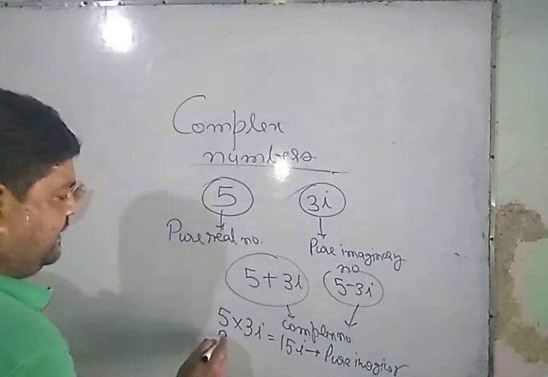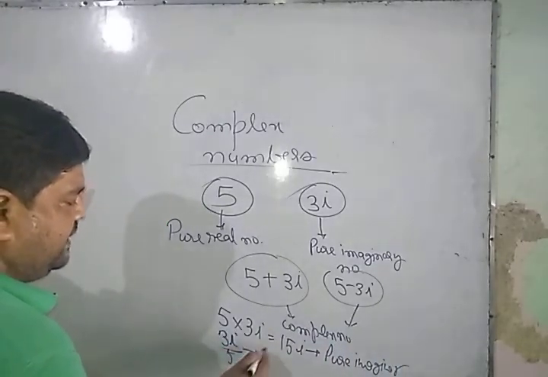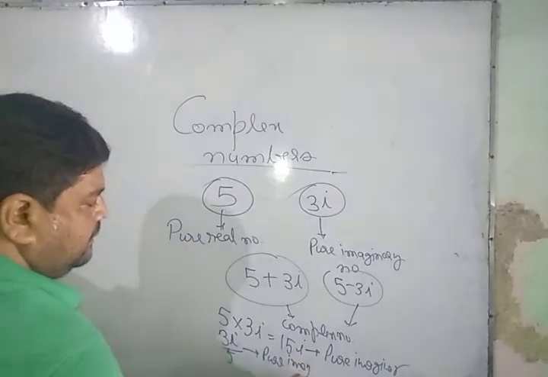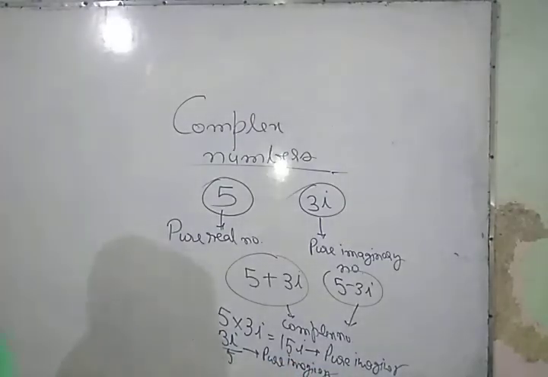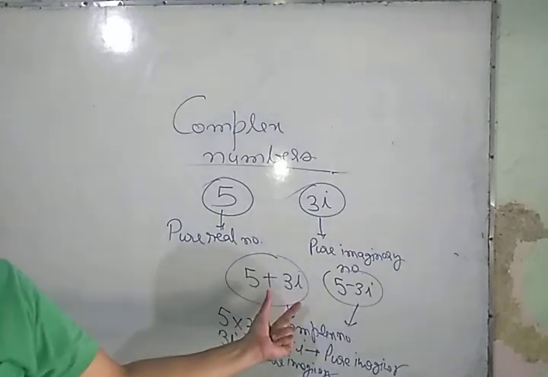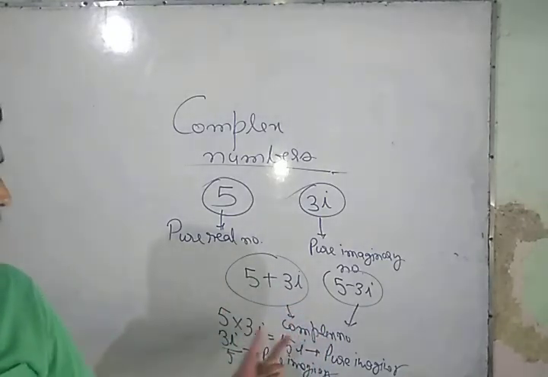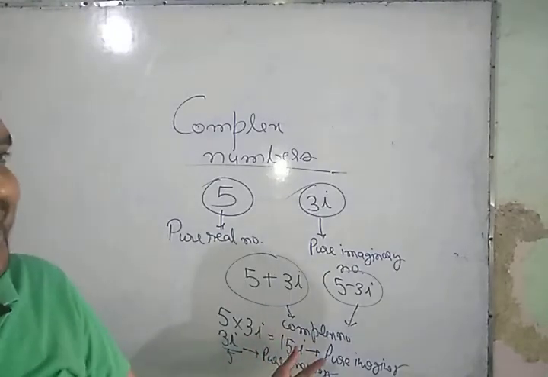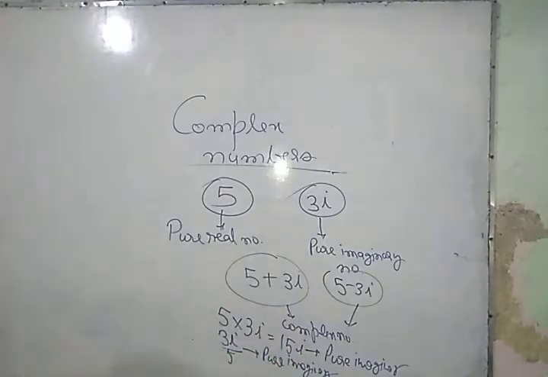If you divide 5 and 3i, again you will get a pure imaginary number. You don't have any complex numbers. So the complex number is always obtained by adding or subtracting a real and an imaginary number. When you add or subtract a real number and an imaginary number, you will always get a complex number, while in multiplying or dividing, you will always get a pure imaginary number. So this is the origin of imaginary number. Note it down and then I will erase it.